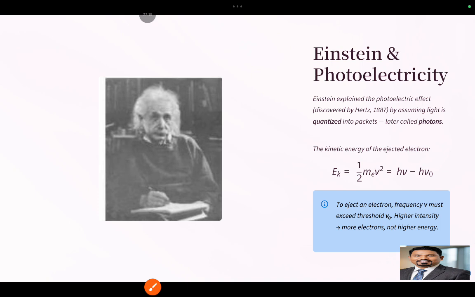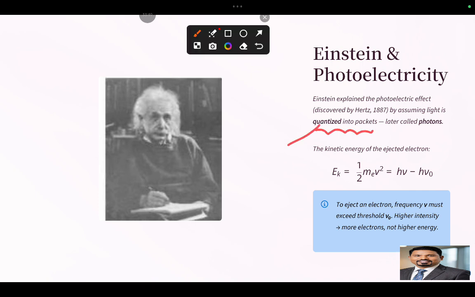Einstein photoelectric effect. This is the last development related to the photoelectric effect. Einstein explained the photoelectric effect, which was discovered by Hertz in 1887 while working on electromagnetic waves. Einstein explained it by assuming light is quantized in packets, which were later named photons.